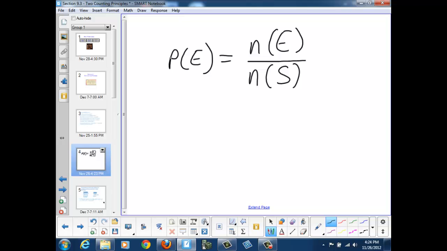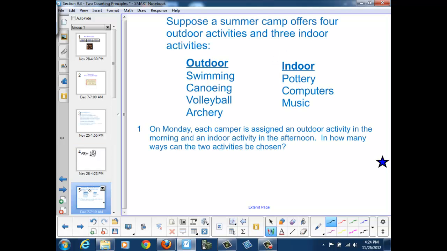Here's our first situation. Suppose a summer camp offers 4 outdoor activities and 3 indoor activities. Those outdoor activities being swimming, canoeing, volleyball, and archery. The indoor activities being pottery, computers, and music. So let's call swimming S, canoeing CA, volleyball V, archery A, pottery P, computers CO, and music M.